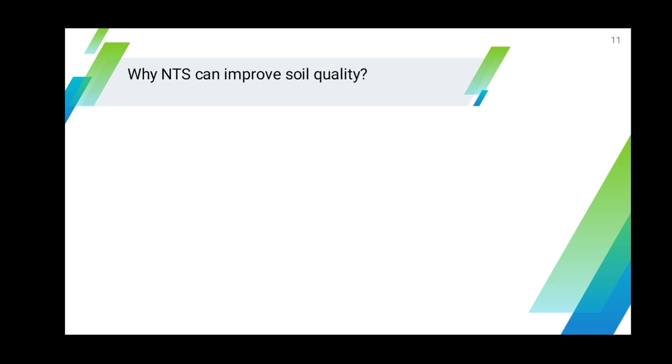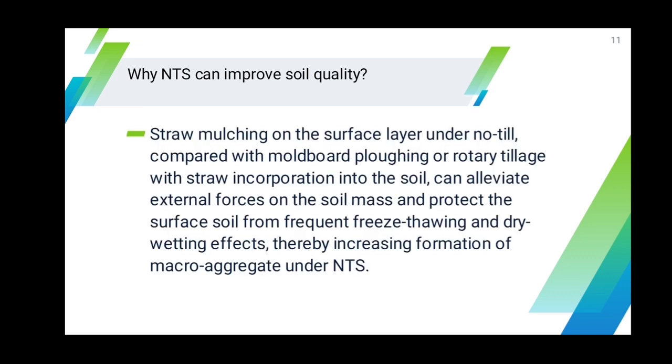Why can NTS improve soil quality? Straw mulching on the surface layer under no-till, compared with moldboard plowing or rotary tillage with straw incorporation into the soil, can alleviate external forces on the soil mass and protect the surface from the frequent freeze-thawing and dry-wetting effects, thereby increasing formation of macroaggregates under NTS.